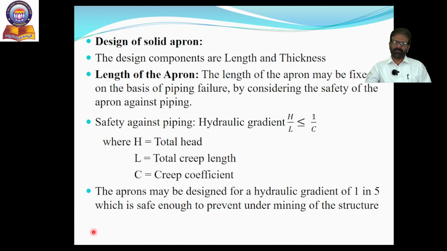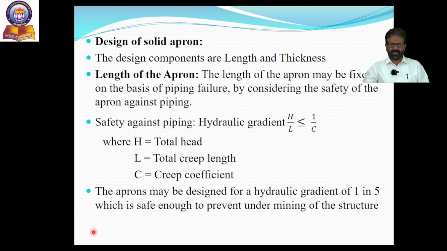So therefore, this length of the apron is purely with respect to the piping failure. By considering the safety of the apron against piping, we are going to fix the length. This is the basic concept behind fixing the length of the apron. Safety against piping means the necessary condition, the requirement for safety against piping, is given like this. So this we might have already studied in previous topics.